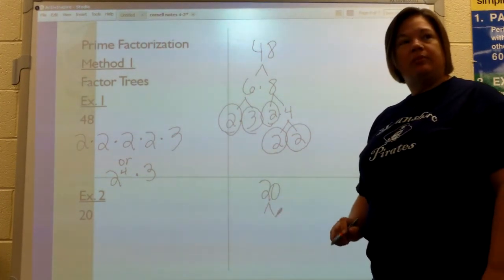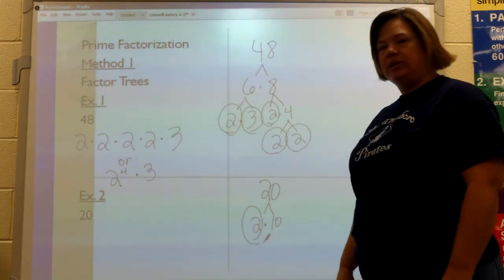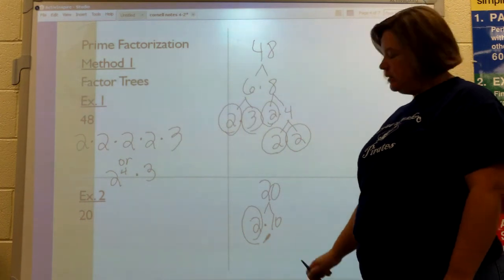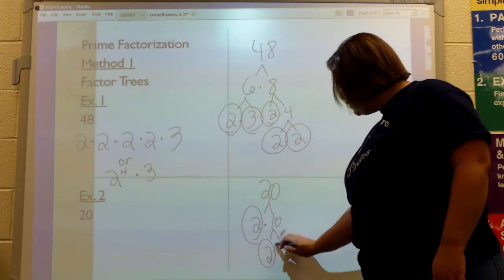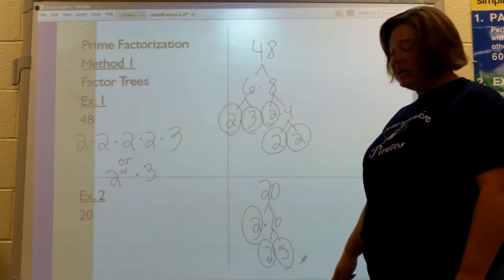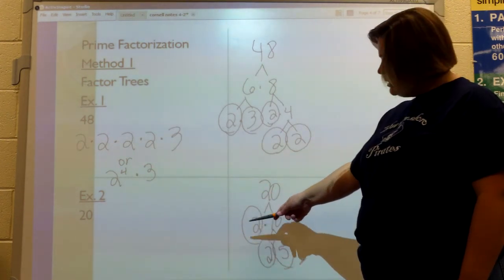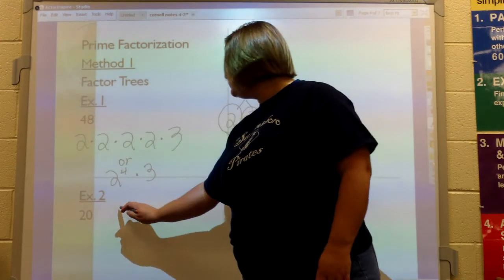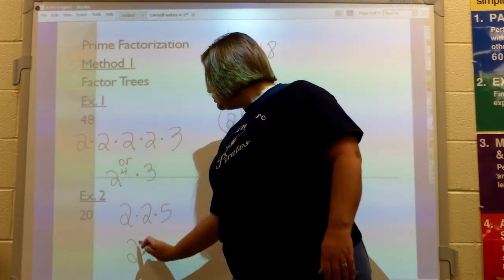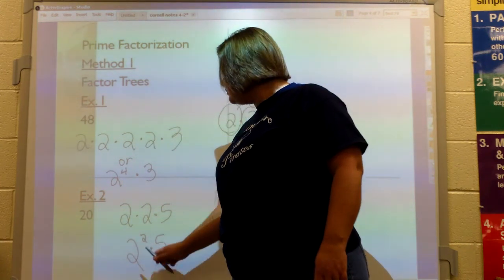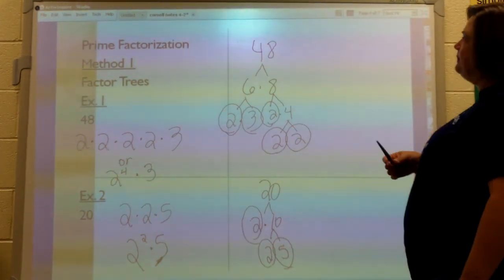Let's look at example 2, 20. So I'm going to think of a problem. 2 times 10 is 20. 2 is prime. I circle it. 10 is not. It's composite. So I need to break it down again. 2 times 5. 2 and 5 are both prime. I have no more branches to break down, so I know I'm done. So my prime factorization is my prime numbers only. 2 times 2 times 5. Or 2 squared times 5. That's just writing it in exponential form, with exponents.